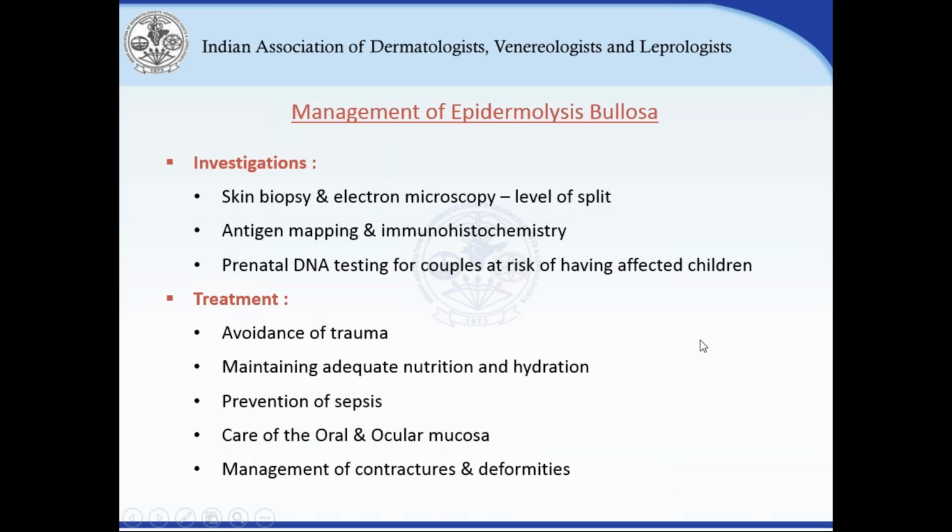Suppose one of them is having epidermolysis bullosa or a family history, or in case of autosomal recessive disorders. The treatment is, of course, avoidance of trauma, maintaining adequate hydration and nutrition, prevention of sepsis, care for the oral and ocular mucosa, and management of contractures and deformities. It's a very difficult disease to live with. I have seen many patients, and there are some who, of course, make it to adulthood and live a reasonably normal life. But it's a very difficult disease to live with.